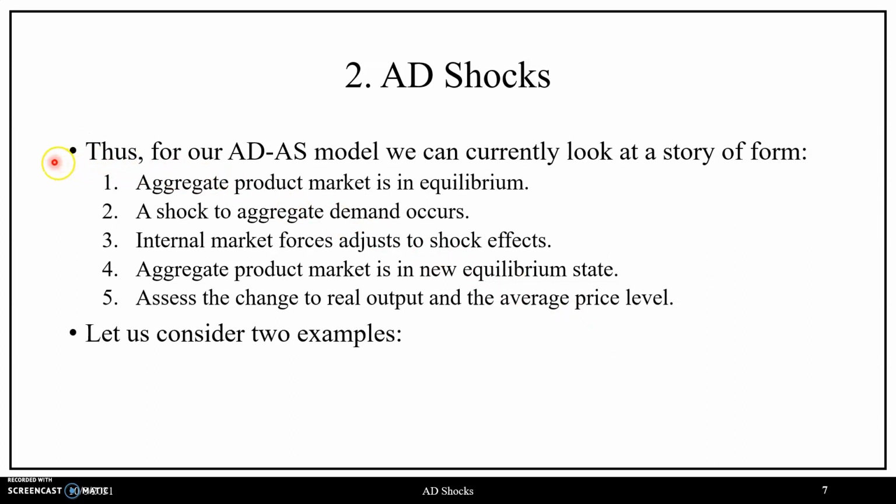So with all that in mind, for our ADAS model we can currently look at a story in the form of: if the aggregate product market is in equilibrium and some shock to aggregate demand occurs, our internal market forces will adjust to the shock such that the aggregate product market will adjust to a new equilibrium state. From there we can assess changes by comparing the real output level and the average price level, assess if unemployment is a problem or inflation is a problem, as well as whether we are in a short-run equilibrium or a long-run equilibrium. So with that in mind, let us consider two examples in which we seek to examine this storytelling.